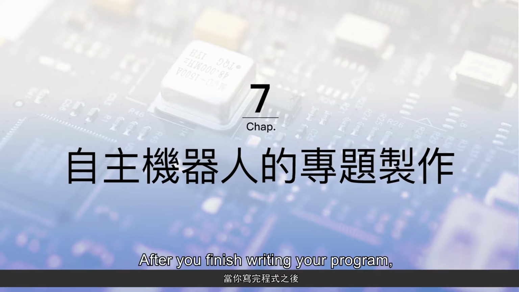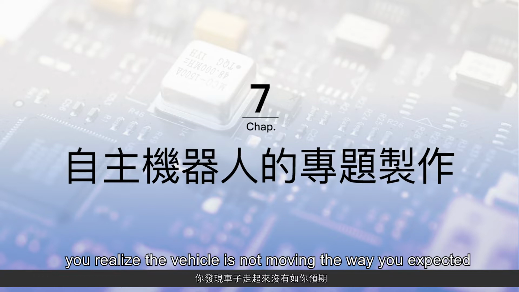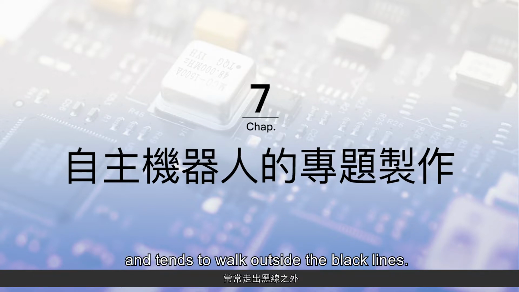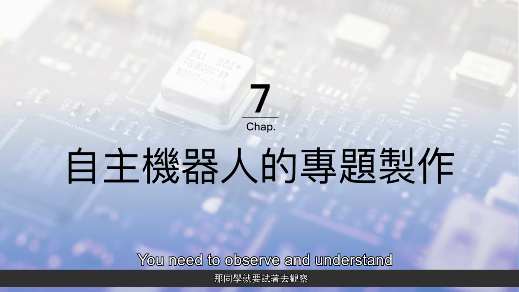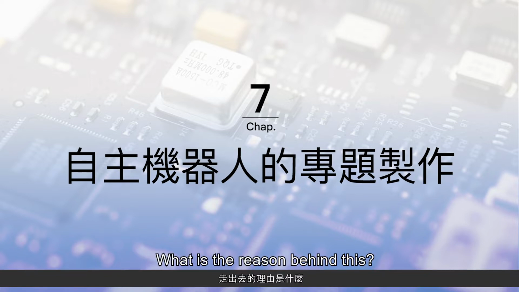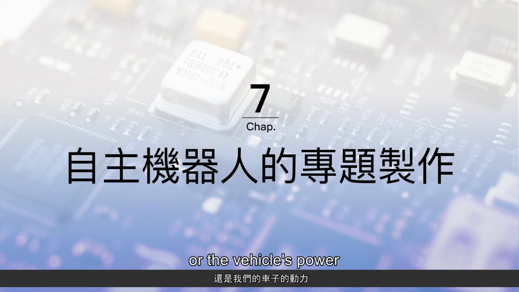After you finish running your program, you may realize the vehicle is not moving the way you expected and tends to go outside the black lines. You need to observe and understand why it is going outside the borders. What is the reason behind this? Whether my rules were set wrong, or the vehicle's power can't keep up with the rules. You should be able to think of the big picture, then make corrections.